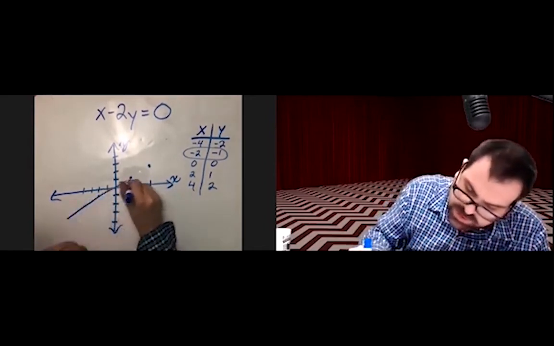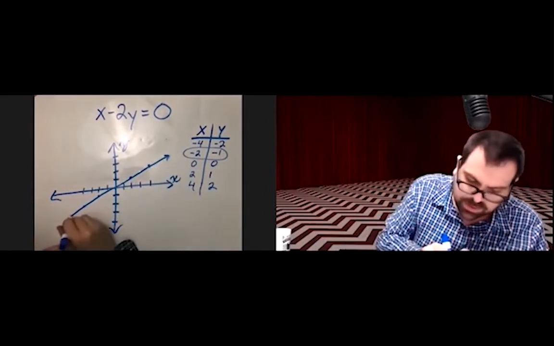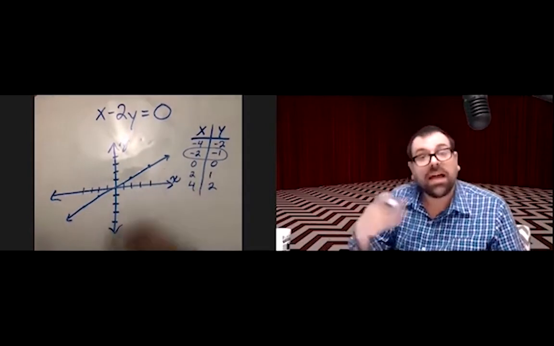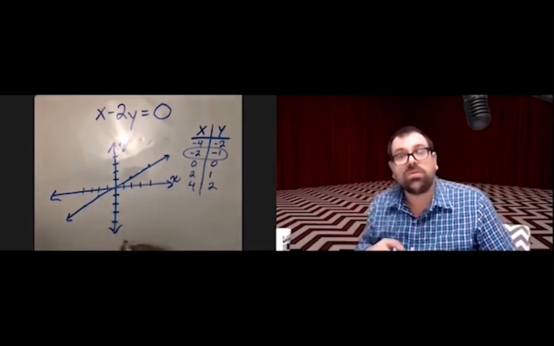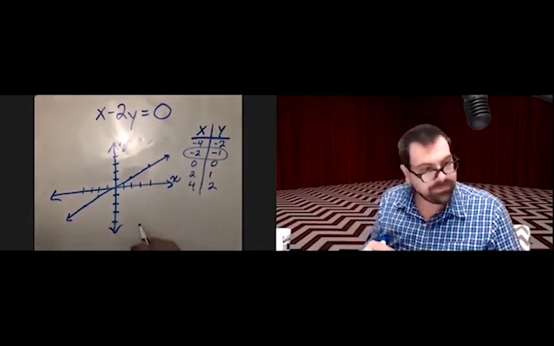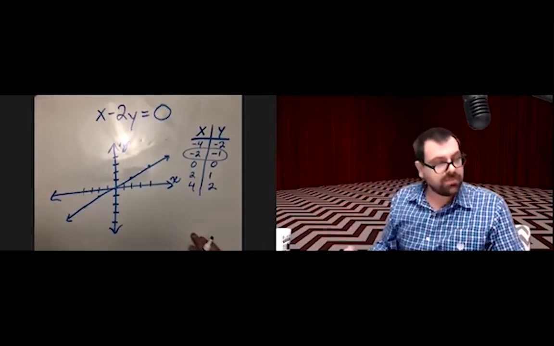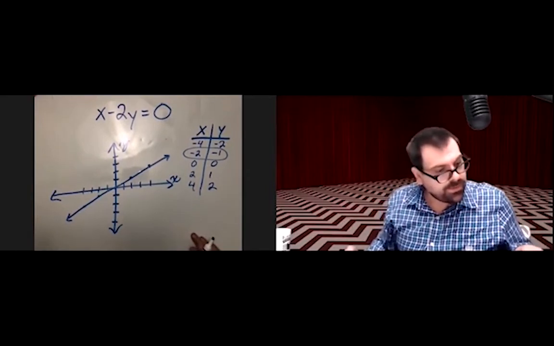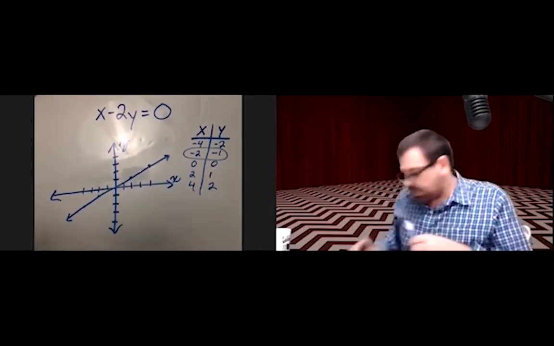So you can kind of see there's our line. And we put arrows on both sides of the line to indicate that it goes off in both directions forever. So that's graphing an equation by plotting points. Let's do another.